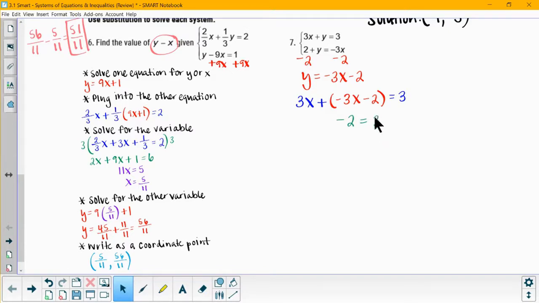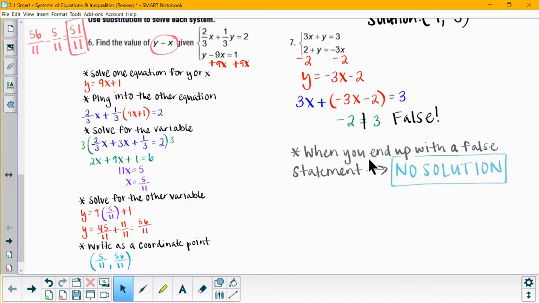Well, that's not quite true. Actually, it's very, very false. And when you end up with a false statement, you have no solution. This is something that does occur. So anytime you have a statement at the end that is not true, you're always going to say no solution.